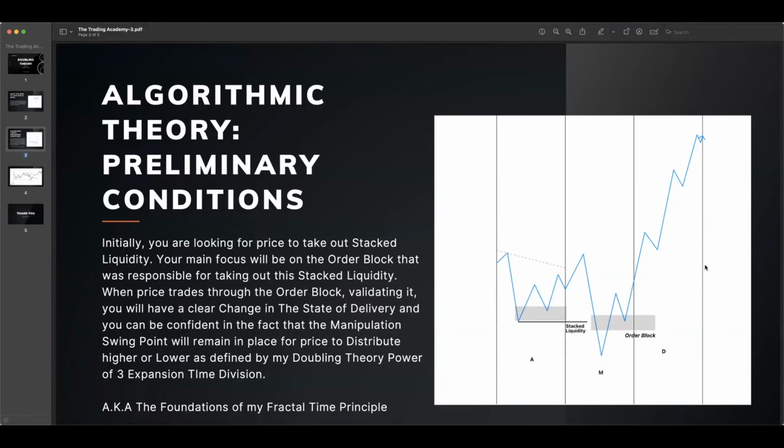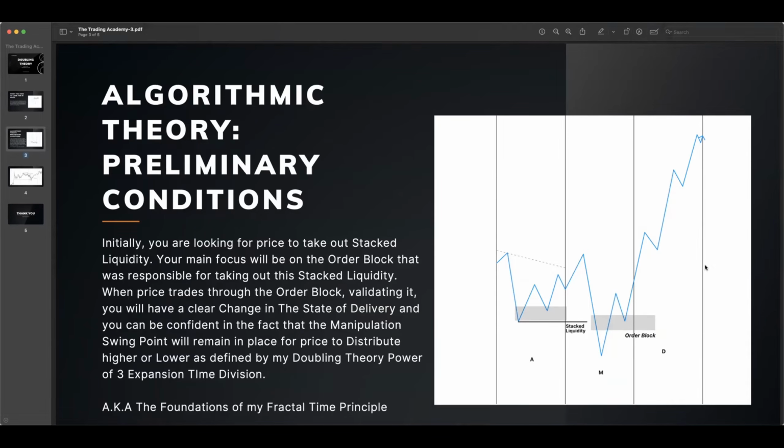We're looking for these preliminary conditions, and then I'll show you one example, and the rest is for your study, okay? Initially, you are looking for price to take out stack liquidity, as you can see on the right-hand side, and your main focus will be on the order block that was responsible for taking out this stack liquidity. You're looking for price to trade above that order block, validating it. When price validates it, we know by now that there is a change in the state of delivery. And you can be confident that the manipulation swing point, that M, that peak low in this case, will remain in place for price to distribute higher in this case, or lower in another case, as defined by my doubling theory, power of 3 expansion, time division.